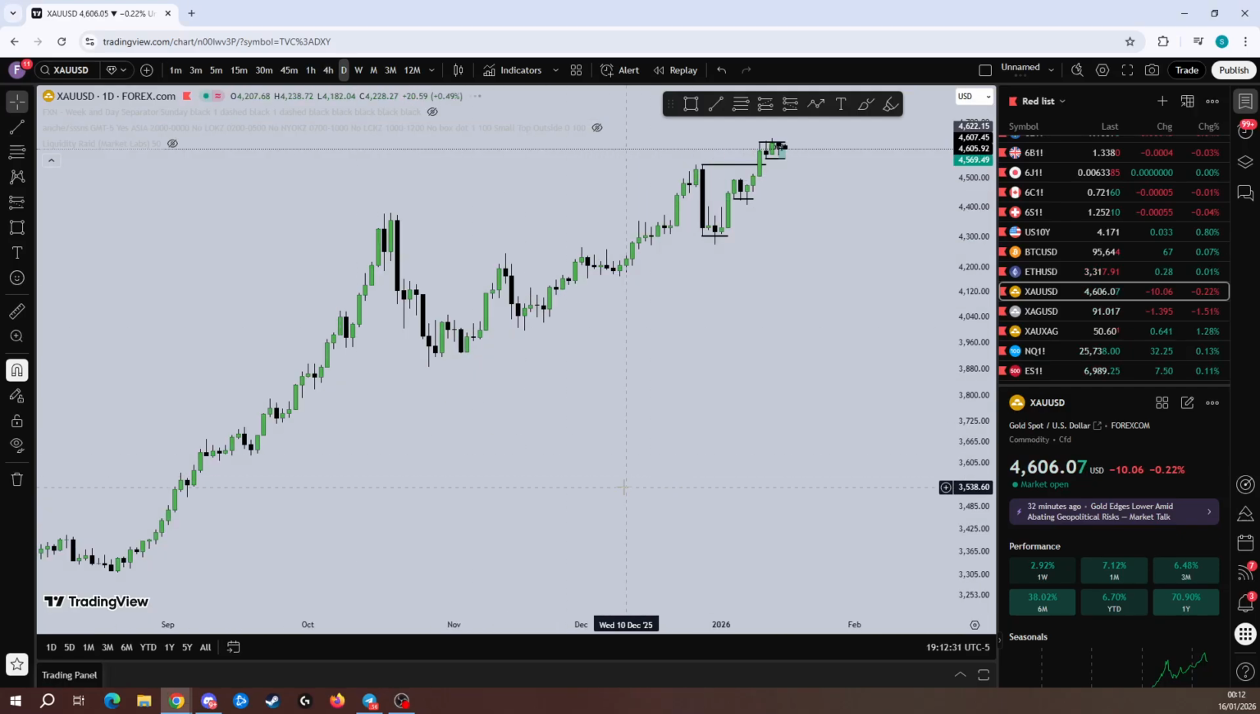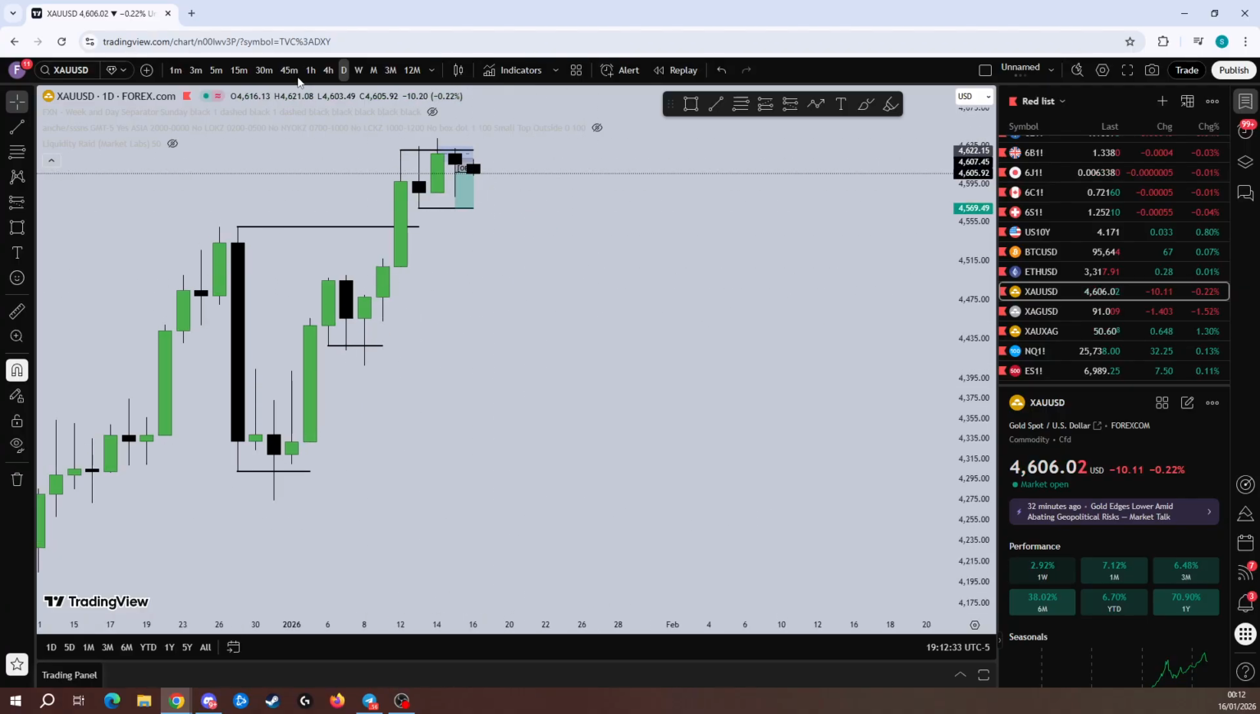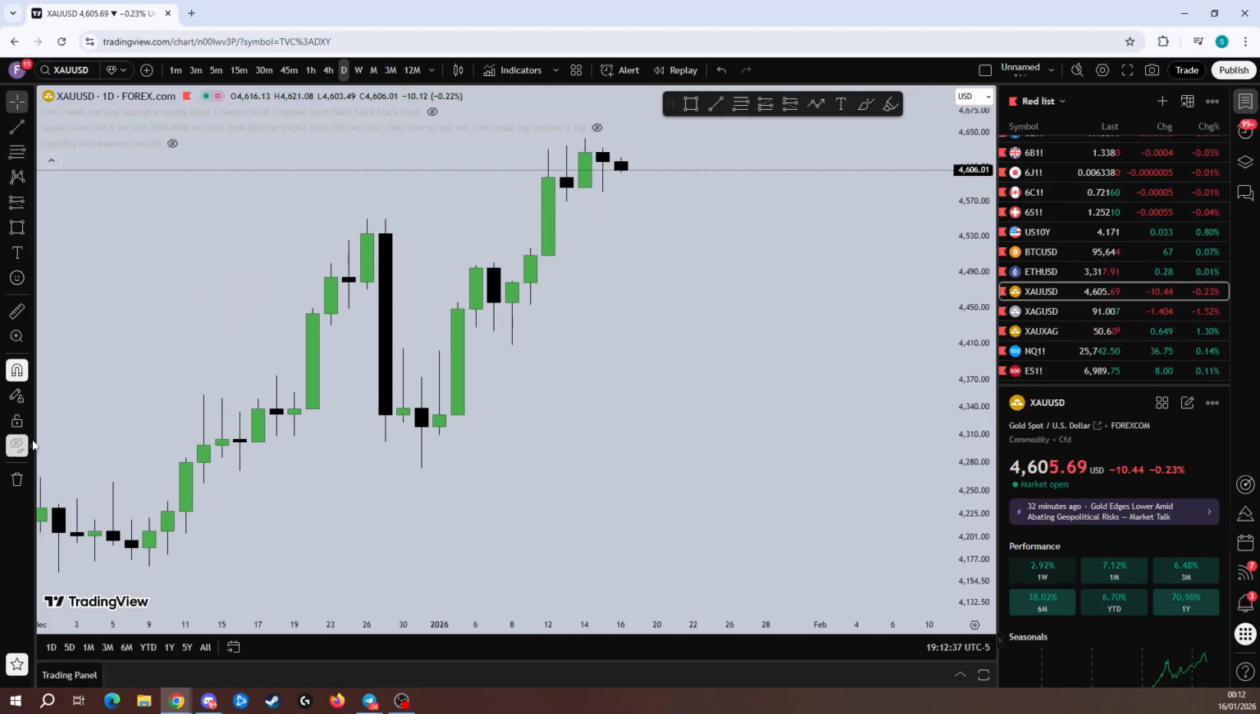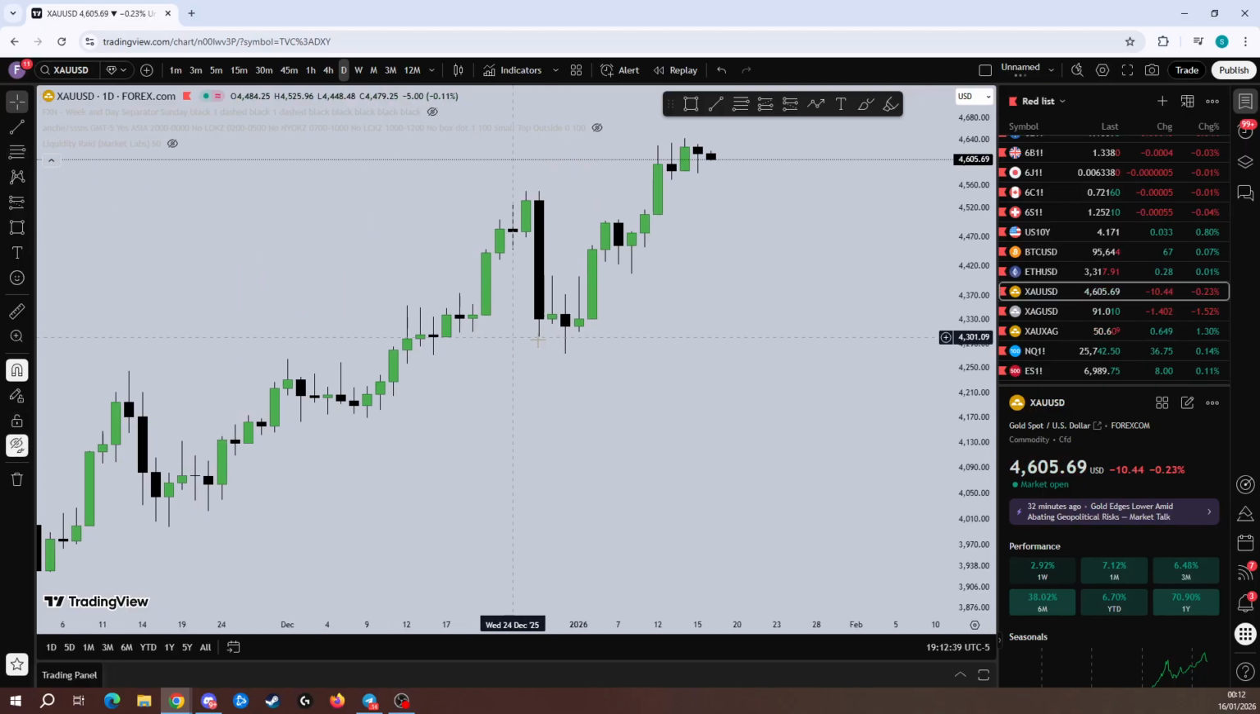Okay, I just realized that I did this trade breakdown and it wasn't recording the whole time, so we're going to quickly do the trade breakdown again.